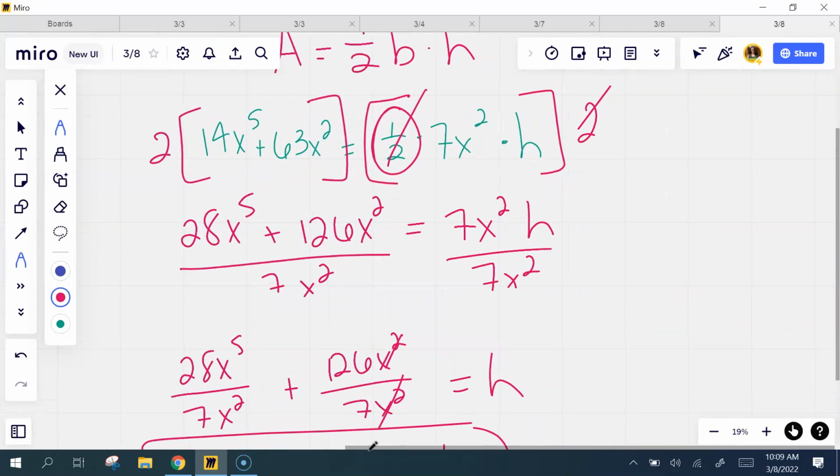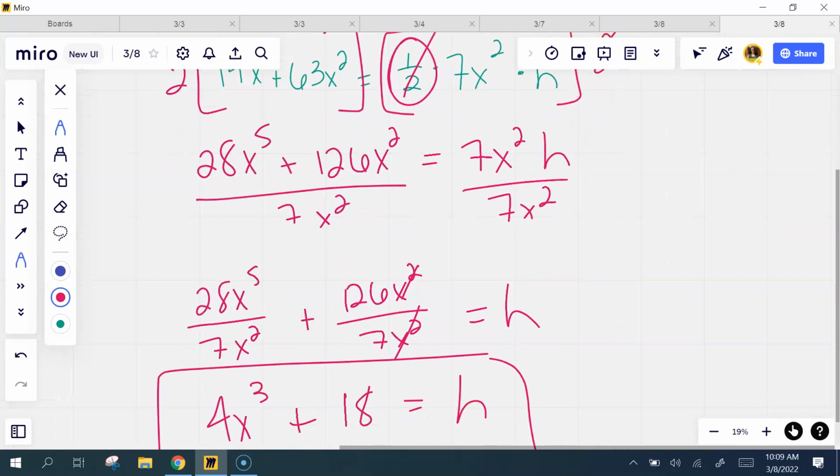Just that because I'm multiplying, I'm not adding in here. So yes.